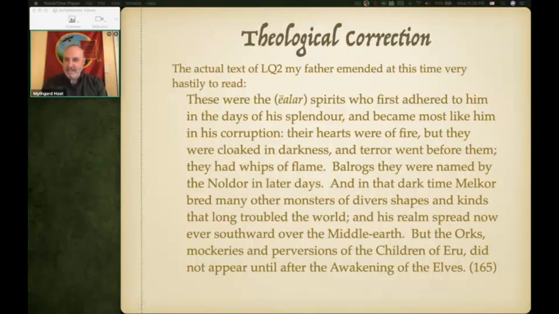So this is a later version of this passage, right? But again, amended at this time.